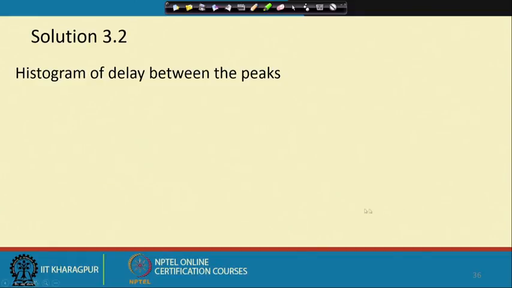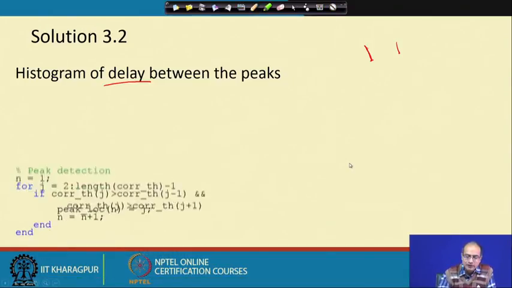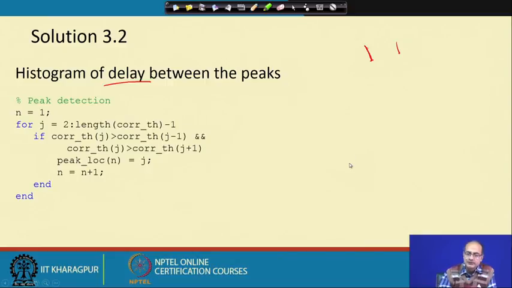So, next what we do, we create the histogram of delay between the peaks. Now, why are we interested in the delay? The delay between the two peaks will give the length of that oscillation or one cycle of it. Okay. So, we would like to find that, because that will give the periodicity of the signal.